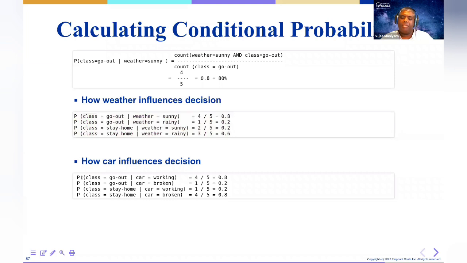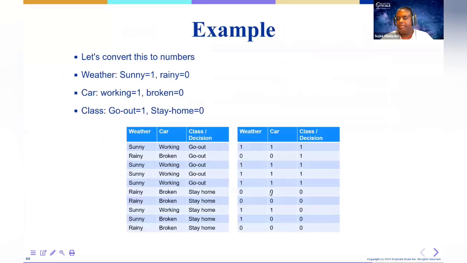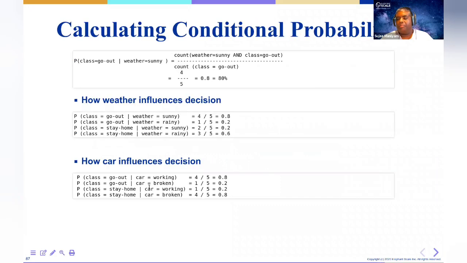Now I'm doing the same thing for the car. Okay, so I'm saying, okay, car is working. What are the chances of me going out? Okay, so we know how this goes, right? Go back. So car working is, right here, car working is 1. So you count all the ones and where I went out. So if you look at this, 4 out of 5 times I went out. So I went out 5 times, and out of the 5 times, 4 times the car was working. Right? Plug it in. Calculate the probability, 4 out of 5, right?